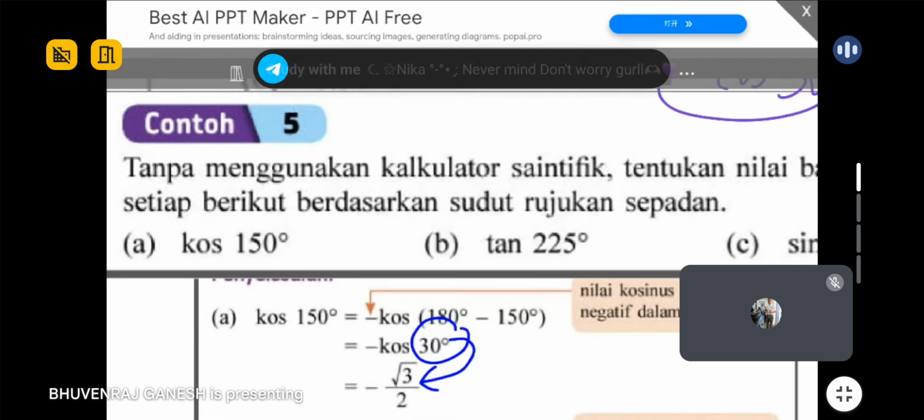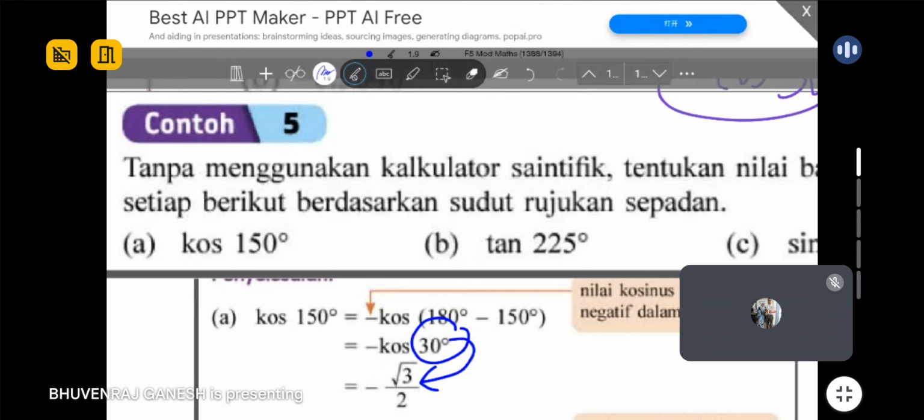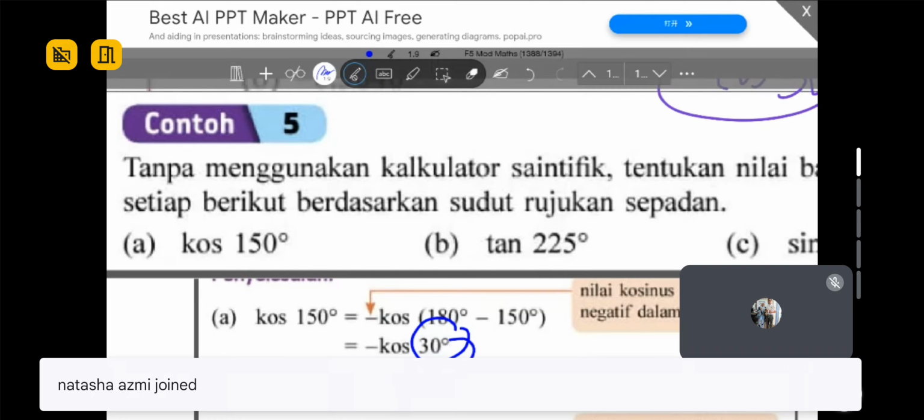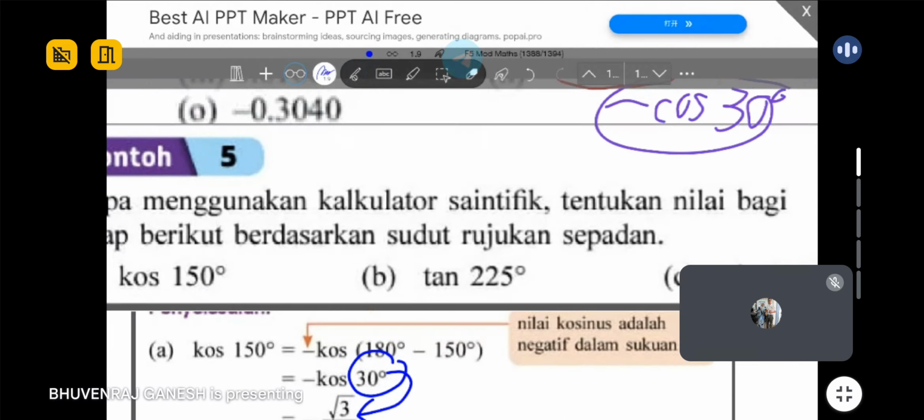Okay? Just draw the triangle for the proof of working. It won't take long. So no worries, as long as you have memorized it already, sudah hafal. Okay? So, all right. We see question B now, guys.